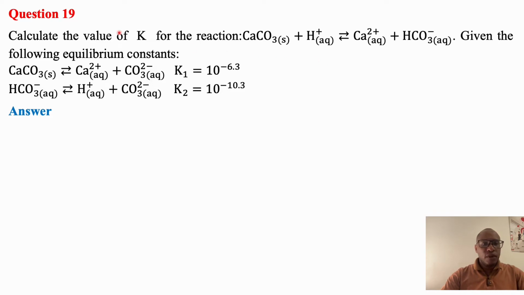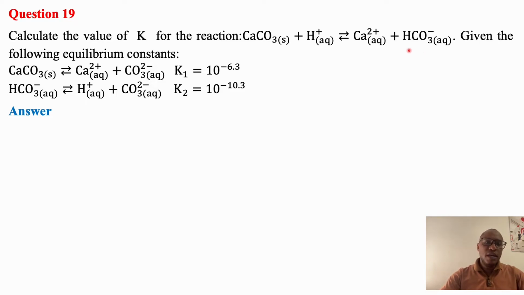Now they want to know what will be the equilibrium constant for this first reaction, where calcium carbonate is reacting with hydrogen to give calcium ion 2 plus and the bicarbonate. So we need to see how we can proceed so that we get this equation from the two equations. You can see here we have the calcium carbonate, and here also we have calcium. Here we have the calcium in the product. We have carbonate here, and we don't have carbonate in the product. That means here we need to eliminate the carbonate.